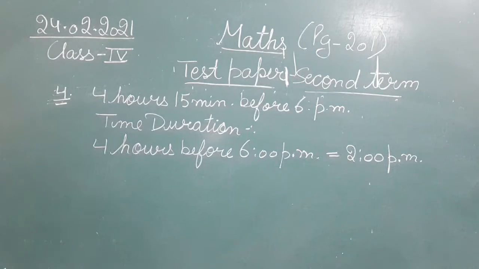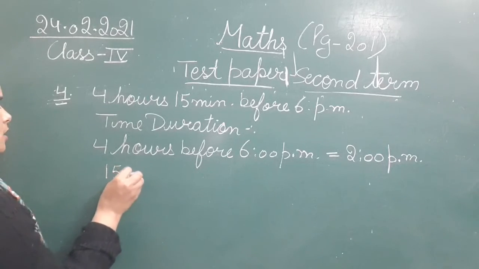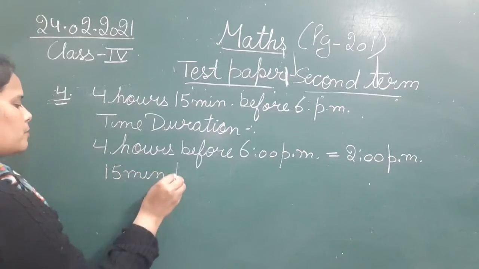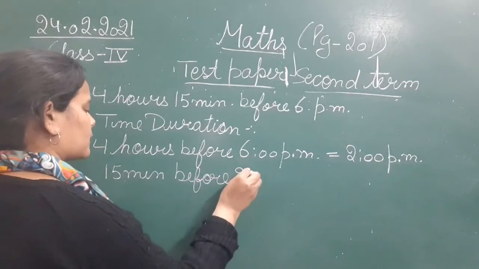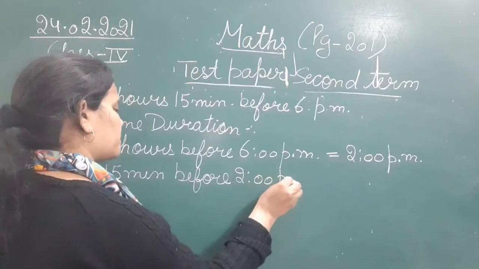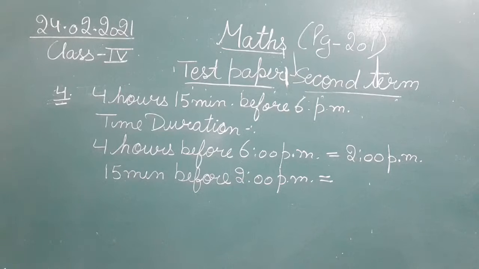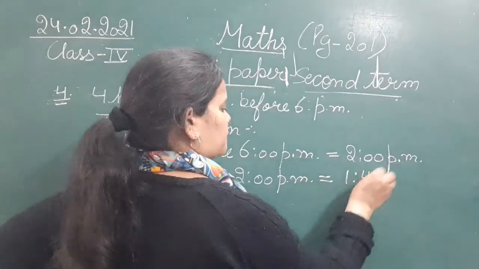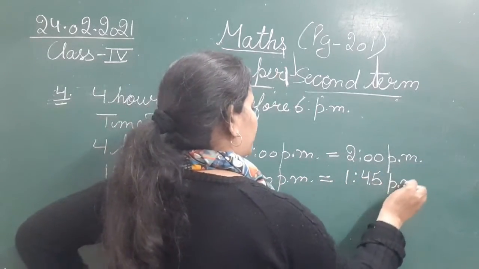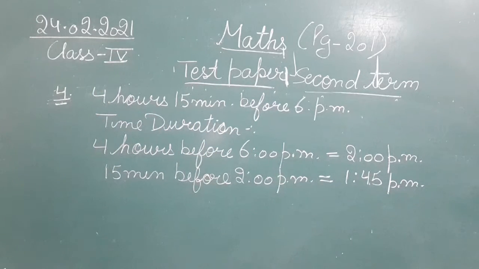So that means now अब 2 p.m. के बाद 15 minutes before 2 p.m. This is which we need to calculate. 15 minutes before 2 p.m. That is 1:45 p.m.